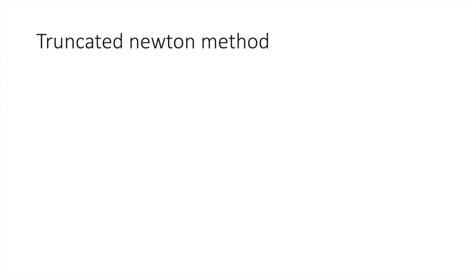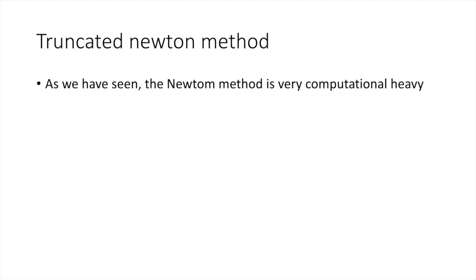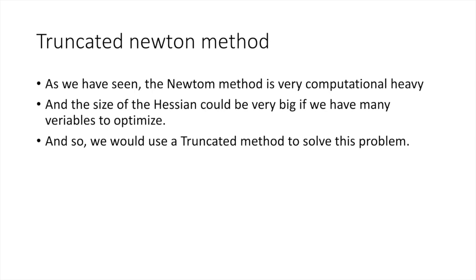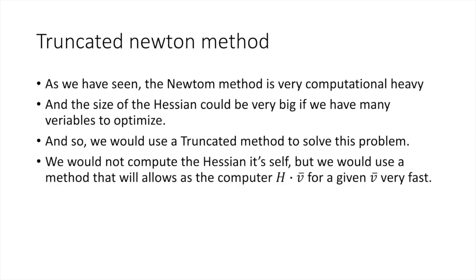The truncated Newton method. So, as we have seen, the Newton method is very computationally heavy, and the size of the Hessian could be very big if we have many variables to optimize, because the size of the Hessian is the square of the amount of variables we need to optimize for. And so, we would use a truncated method to solve this problem. We would not compute the Hessian itself, but we would use a method that will allow us to compute the Hessian multiplied by a vector, for a given vector, very fast.